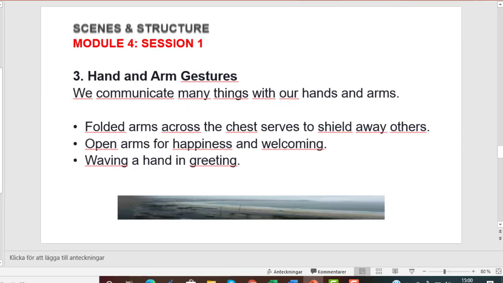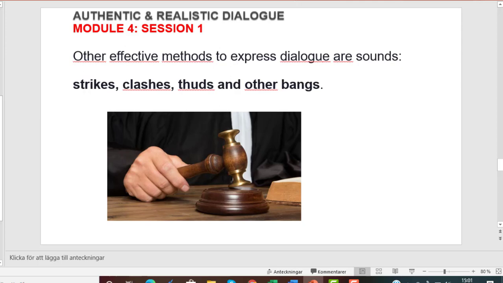Hand and arm gestures. We communicate many things with our hands and arms. Folded arms across the chest serve to shield away others. Open arms for happiness and welcoming. Waving a hand in greeting, friendly. Other effective methods to express dialogue are sounds like strikes, clashes, thuds, and bangs.